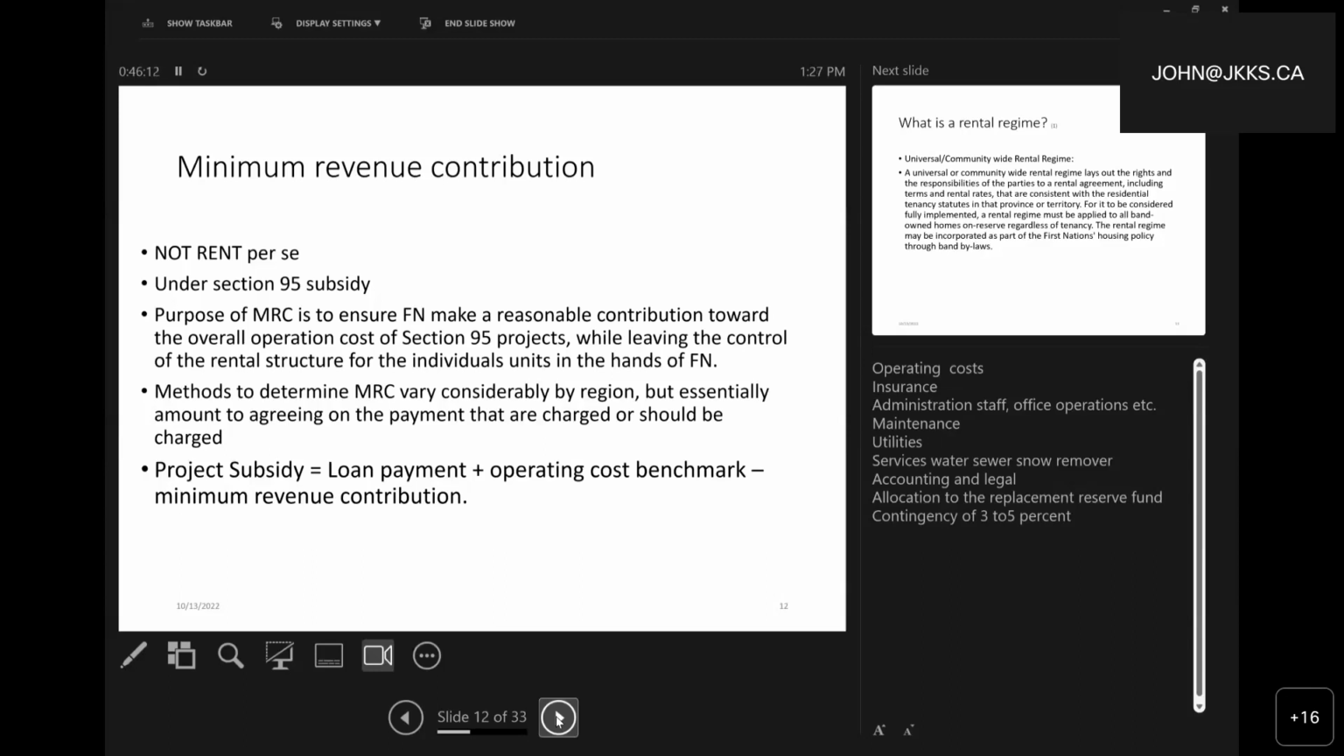Basically it's the project subsidy, the loan payment plus operational cost, the benchmarks, and the minimum revenue contribution. So what's operational cost? Insurance, administration staff, maintenance, utilities, water, sewage, snow removal, garbage removal. It also includes, which is very seldom charged, a contingency of 3 to 5%. So that's how the minimum revenue contribution is charged. It's theoretically based on a rental structure within the community, but because there's no rental structure, it's based on the ownership or the occupant of that one building.